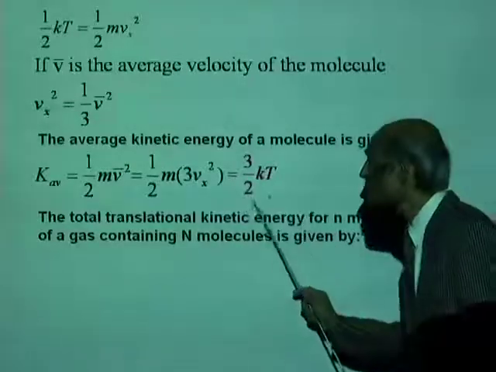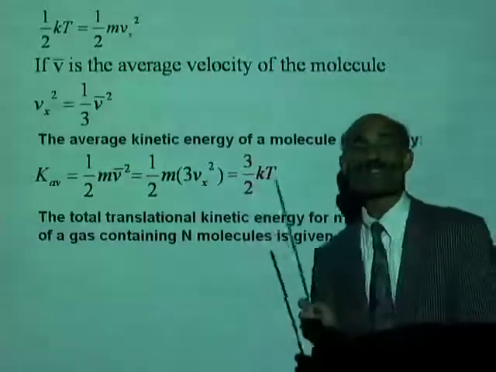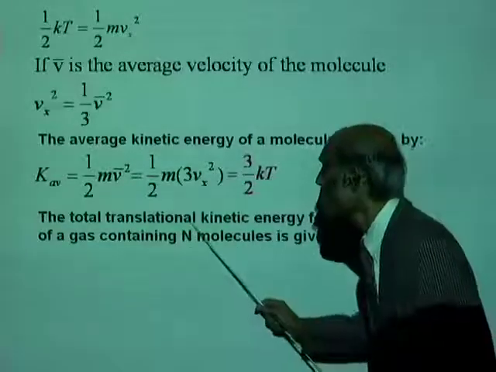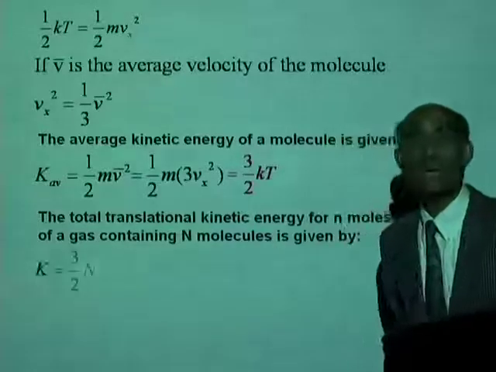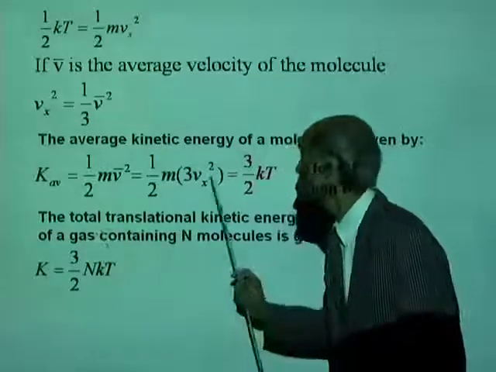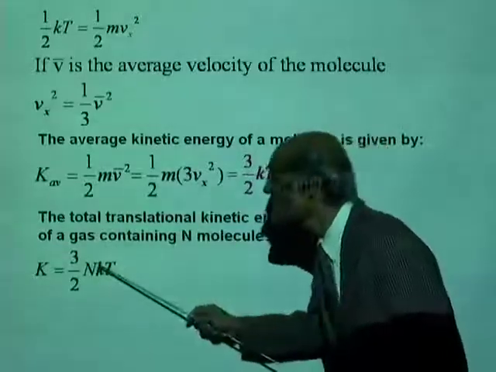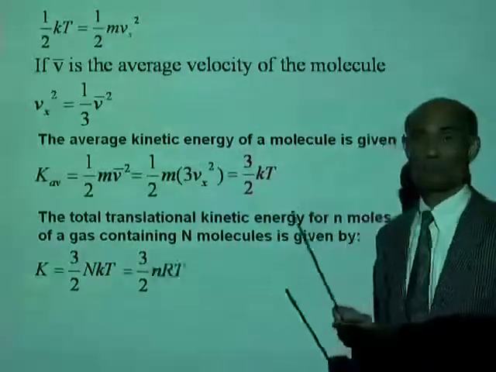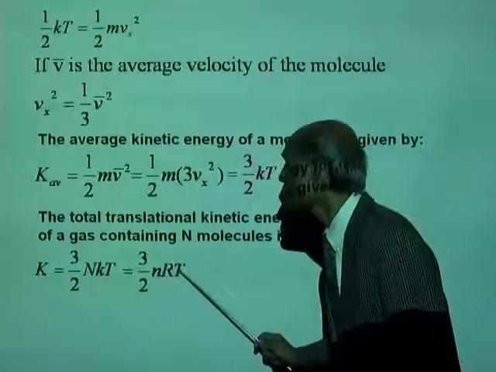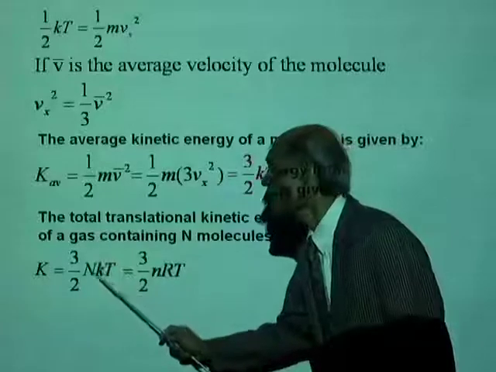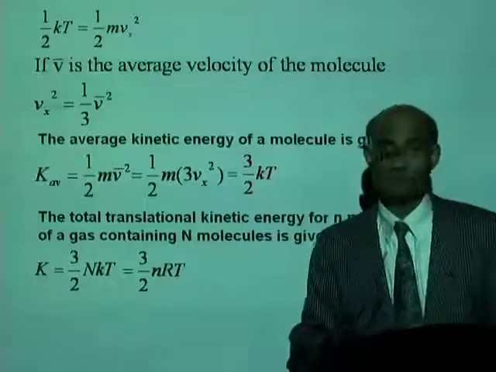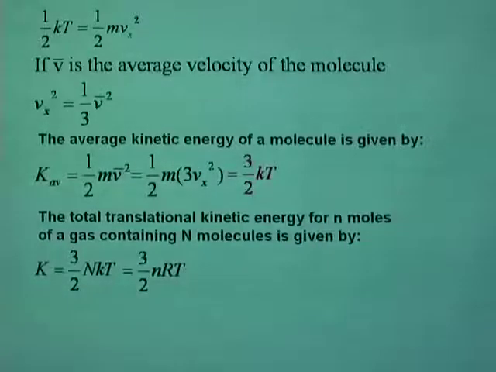The total translational kinetic energy of n moles of a gas containing N molecules. This is the total translational kinetic energy of 1 molecule. So what is the total kinetic energy of N molecules? That will be, the total kinetic energy is 3/2 NkT. That will be 3/2 nRT. Did you understand how Nk became nR? I hope you understand that. Let me show that to you.